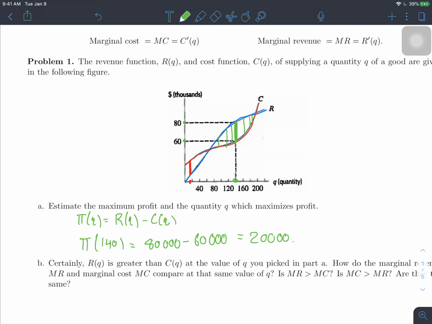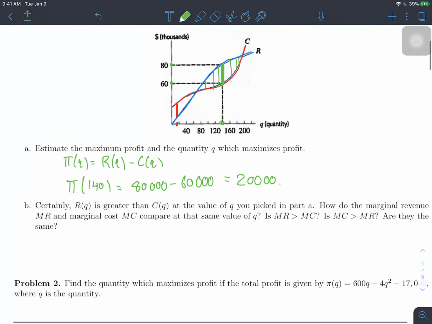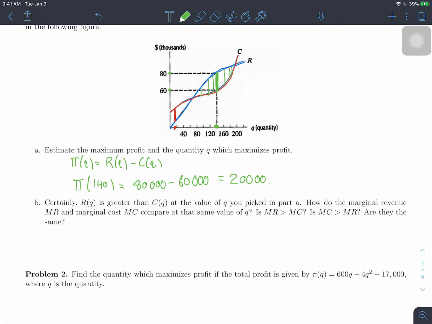Okay. The important thing is keeping which one straight. We need to make sure that we have green lines when the revenue function is on top, and we have red bars when the cost function is on top. If you switch that up, you're going to get a very different and incorrect answer for this problem. So we want revenue to be bigger than costs. We don't like costs. So certainly R of Q is greater than C of Q at that point. That's what I was just talking about.